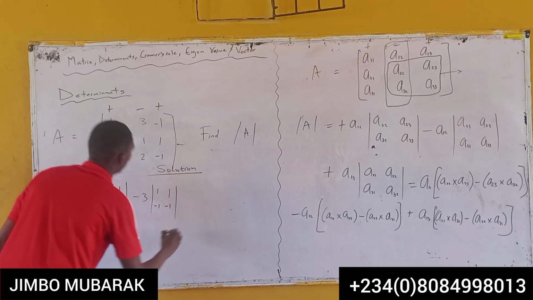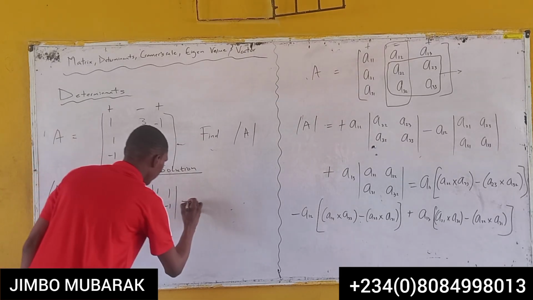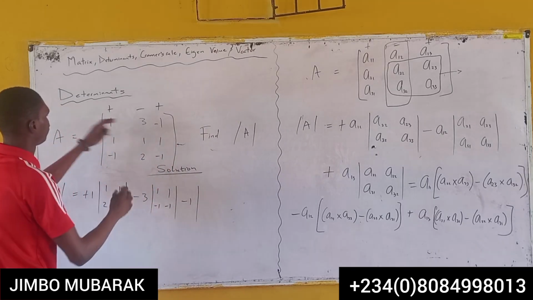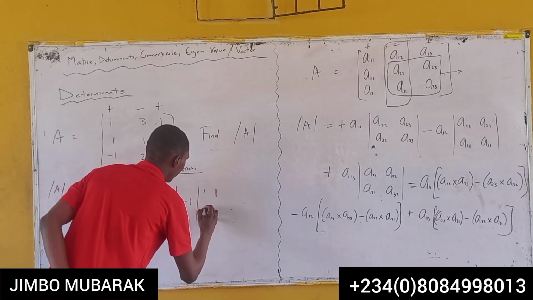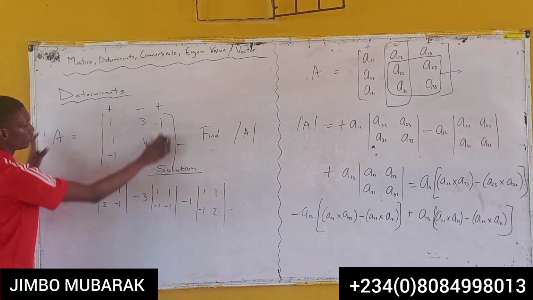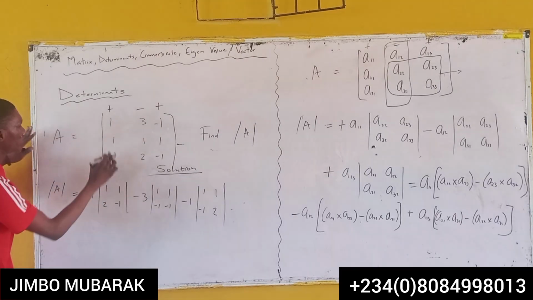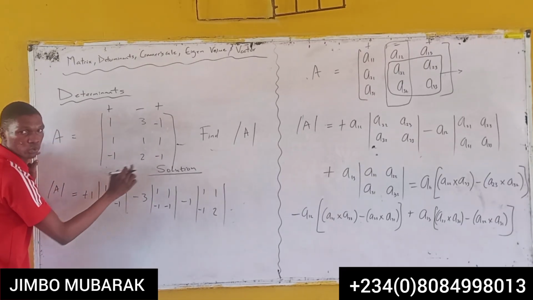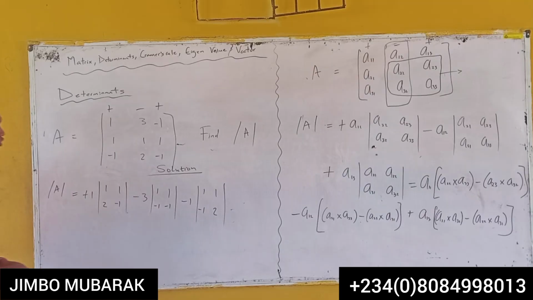Now what's the next one? Minus 1. Then what do we have? 1, 1, minus 1, 2. Am I right? Minus 1. Cover this part, cover this part. It remains 1, 1, minus 1, 2. Alright. So what do we do next?